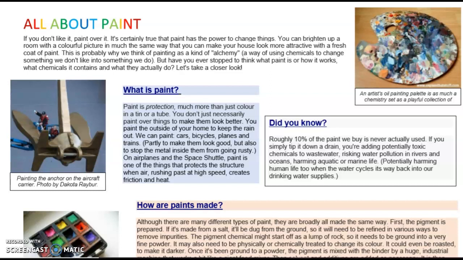If we look at the features and the layout of this piece of text, we know that the title is at the top because it's bold and it stands out to us. Now the title is all about paint. So that tells us this piece of text is going to explain to us the process or the features of paint. So think about your prior knowledge.